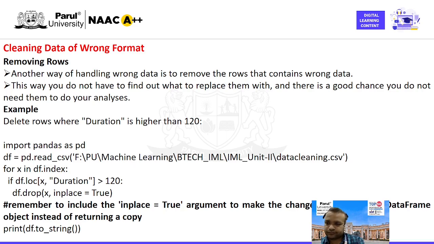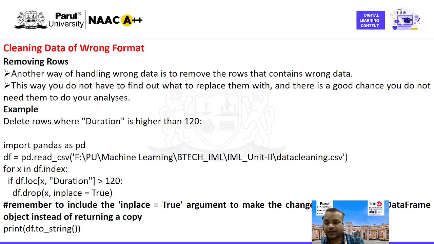Removing rows. Another way to handle wrong data is to remove the rows that contain wrong data. There is no need to replace with some values. Just remove it. Simple method. But this way you do not have to find out what to replace them with. There is a good chance you don't need them to do your analysis.